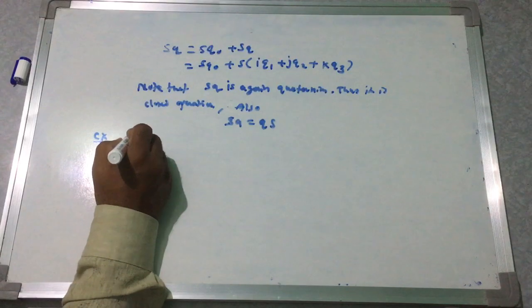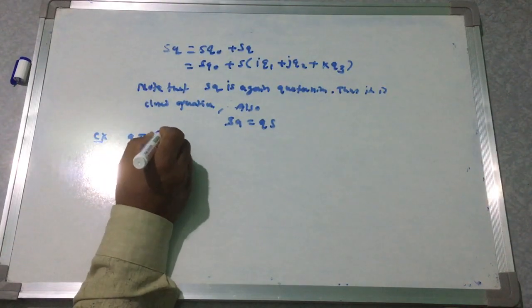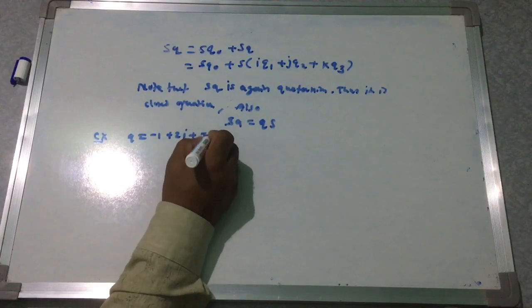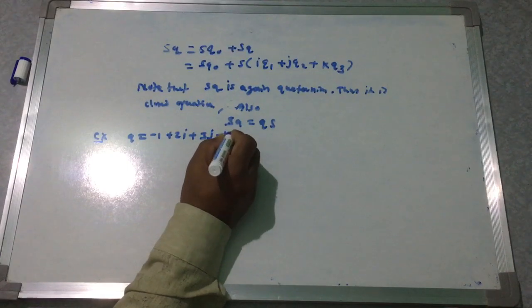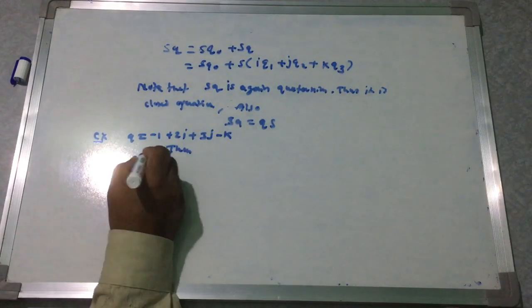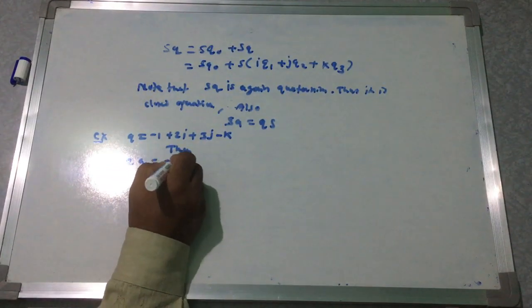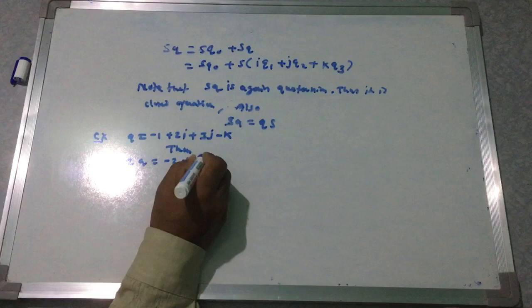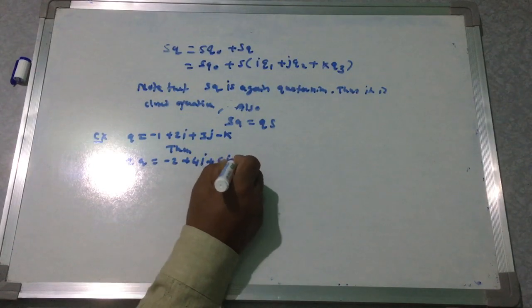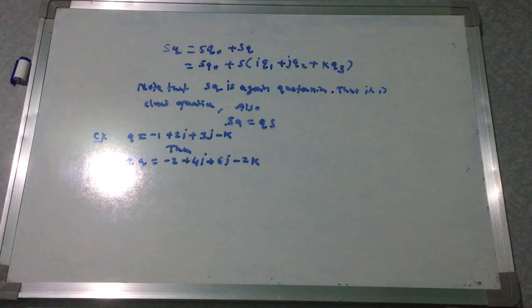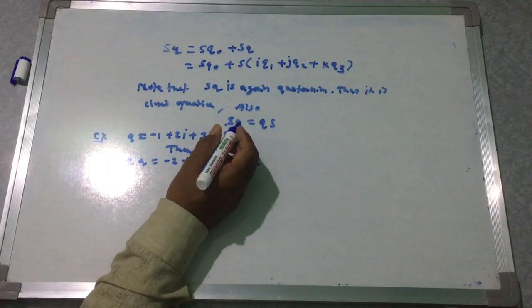Suppose Q is equal to -1 plus 2I plus 3J minus K, then 2Q is equal to -2 plus 4I plus 6J minus 2K. So in this manner we have, inner product is also there.